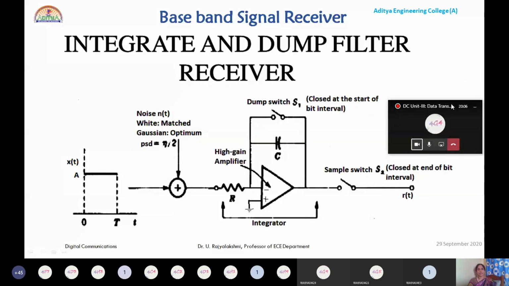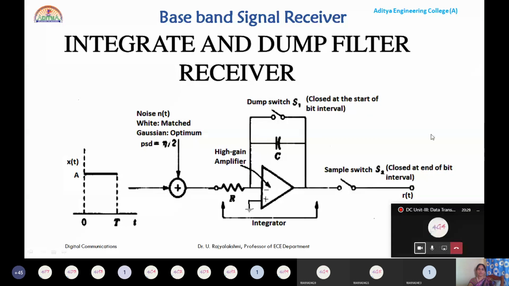Let us calculate the SNR, followed by the probability of error. Please follow the notations. Input to the whole modulator is x of t, n of t is our noise, and r of t is the received data. R of t is the received data that is from the low pass filter.